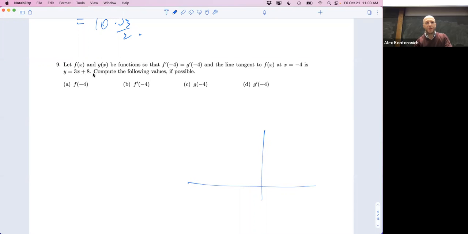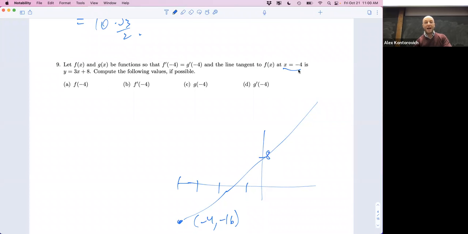Let me first figure out what this looks like. This is 8 up here and a slope of 3. So there's my line. At x equals -4, -4 times 3 is -12, plus 8 is -4. So we're down, negative 1, 2, 3, 4. So this is the point (-4, -16), right?